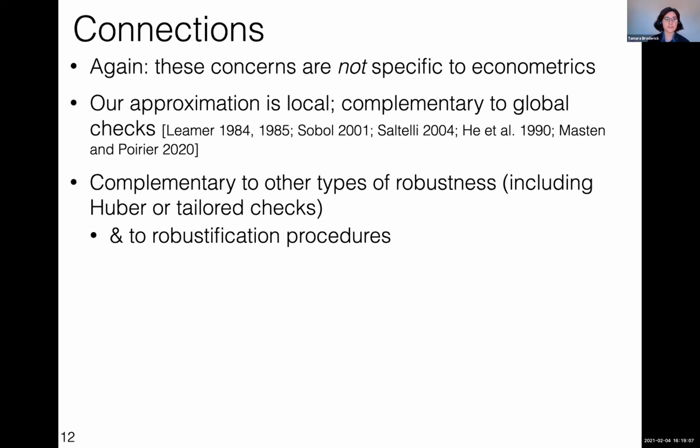And likewise to robustification procedures. So there's, again, a huge literature on coming up with procedures that are robust in a Huber sense. So if you do that, that's great, and that probably means something about Huber robustness, but it doesn't necessarily tell you anything about robustness in the sense that I've been describing today. And so you should still do the check.